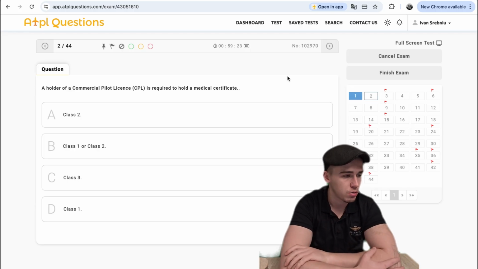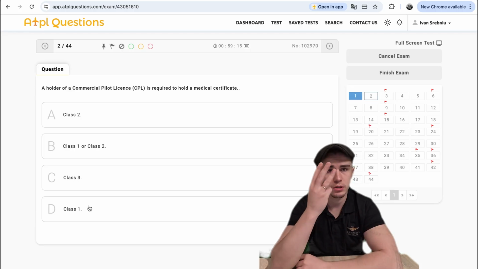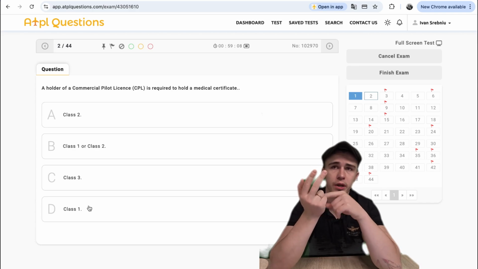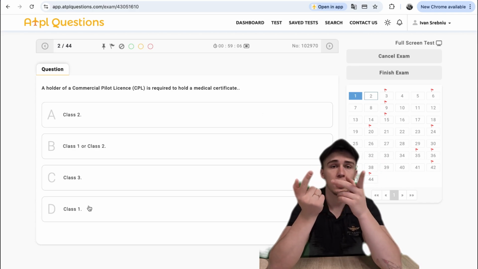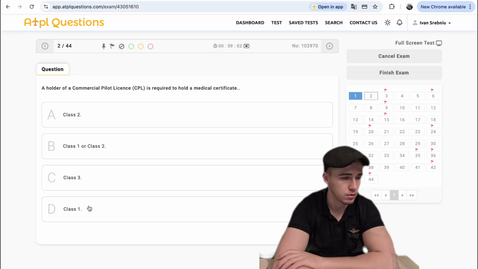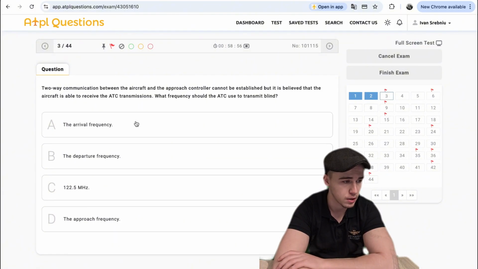Second question: a holder of a commercial pilot license is required to hold a medical certificate class 1. We have only three types of medical certificates. Class 1 for ATPL, CPL, class 2 for PPL and LAPL, light aircraft pilot license. That's all three medical certificates. So for CPL, commercial pilot license, class 1, D is the correct one.